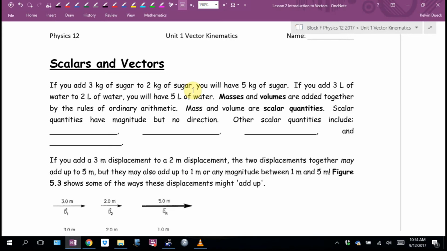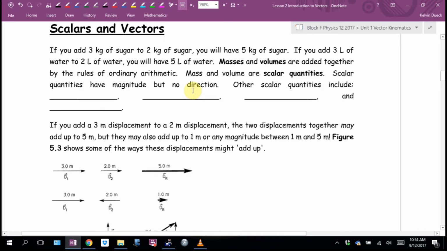Now, that doesn't work for 3 kilometers plus 1 meter, or 3 kilometers plus 2 seconds. Obviously, the units have to match. But masses and volumes, they add together with the rules of normal arithmetic. We call them scalar quantities. They have magnitude but no direction, much like some of your career ambitions.